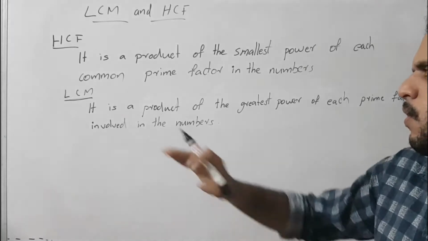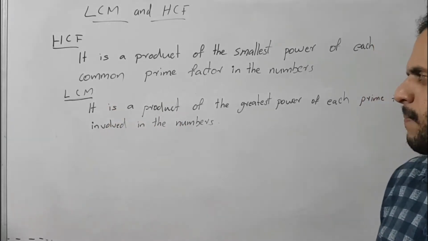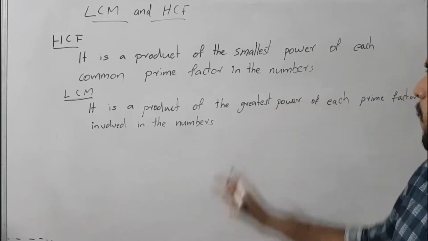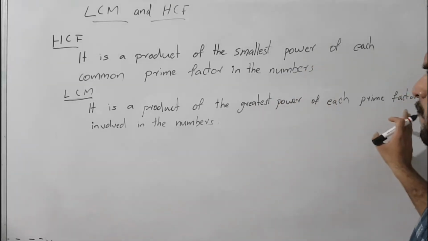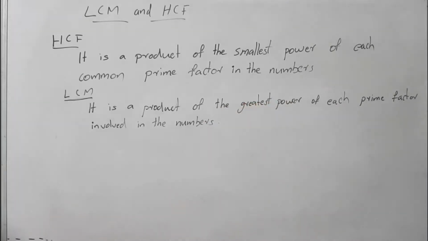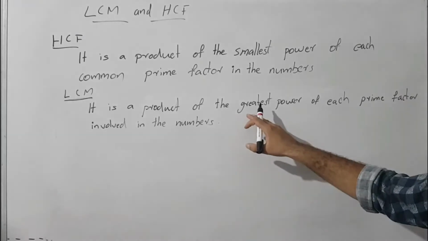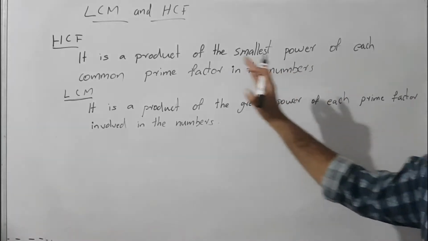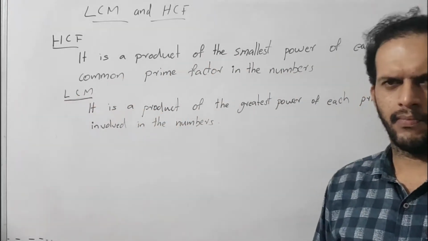So what is LCM? LCM is a product of the greatest power, the highest power, of each prime factor involved in the numbers, not only the common ones. All the prime factors existing there, and the product of their greatest powers, that we call LCM.